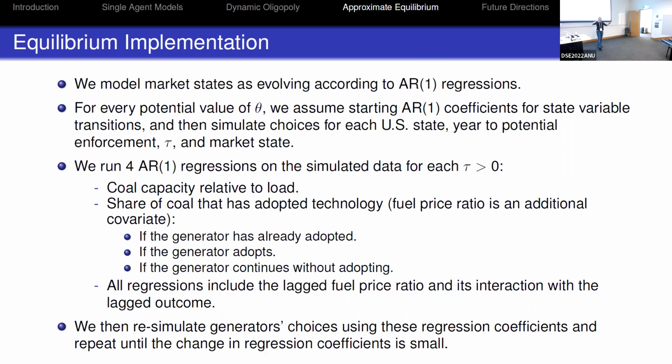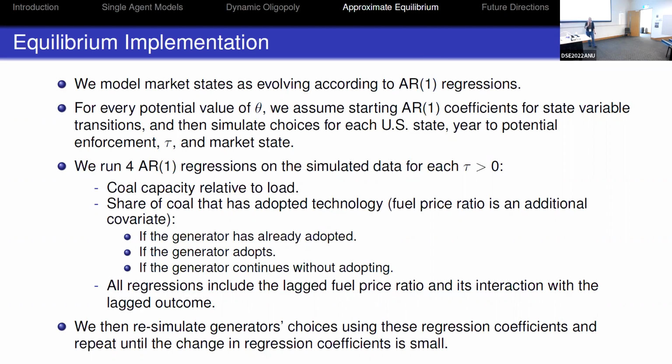I can't just say that that's stable, because the policy environment's changing, but then of course natural gas prices are also changing. And so fundamentally, we're going to run 4 AR1 regressions on the simulated data for each tau in each state. Coal capacity relative to load, that's relatively straightforward.